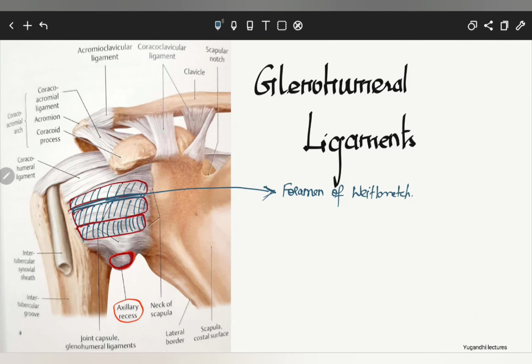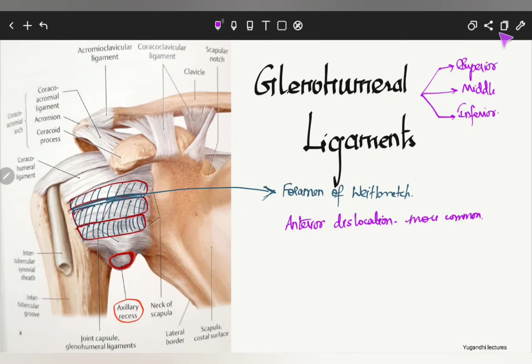And also remember one thing, that anterior dislocation is more common and it accounts for about 95 to 97% of shoulder joint dislocations. And another thing, the joint capsule on the whole is lined by the synovial sheath, and one of the extensions of the synovial sheath is the intertubercular synovial sheath. It accommodates the tendon of the long head of biceps brachii. So consider this as the tendon of the long head of biceps brachii. It will be accommodated by the intertubercular synovial sheath, which is the extension of the synovial sheath lining the joint capsule.